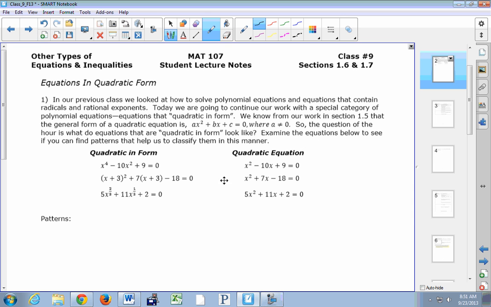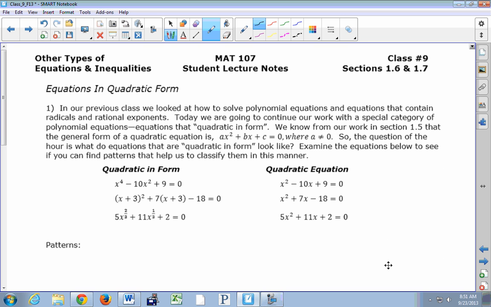Okay. So let's take a look at our next type of equation here. Oh, I got it to auto hide now. So Nathan, you want to start us off? Today we are going to continue our work with special category equations. It should be R. There's an R missing there.